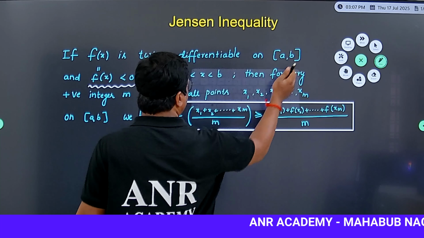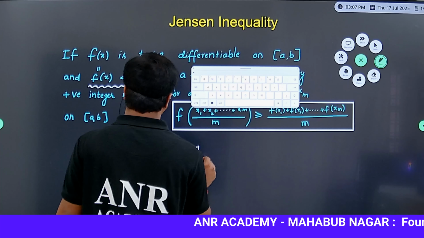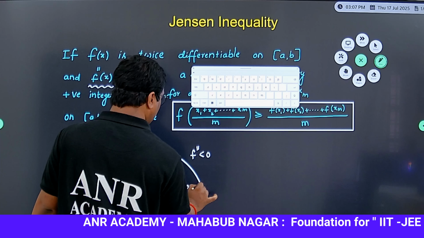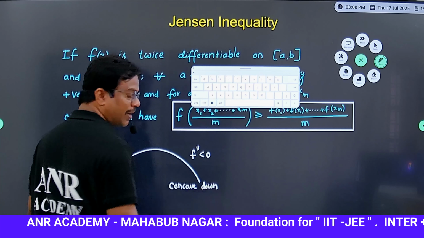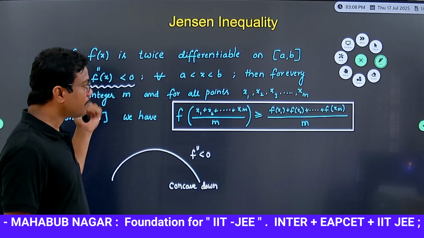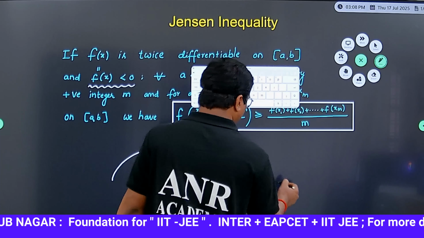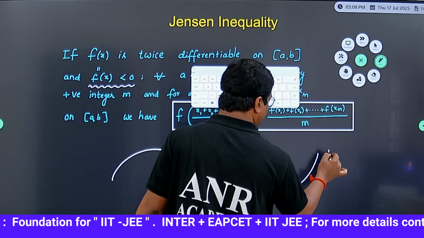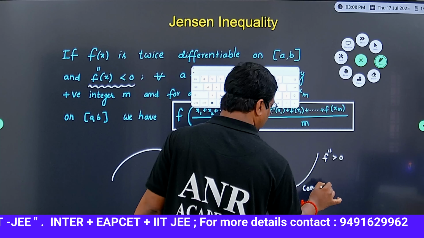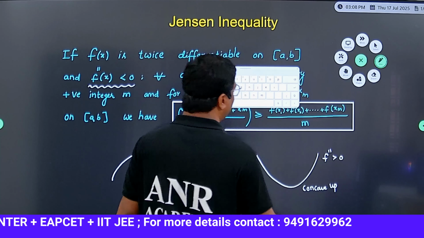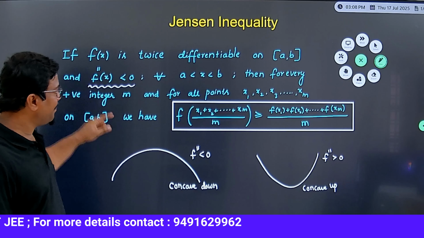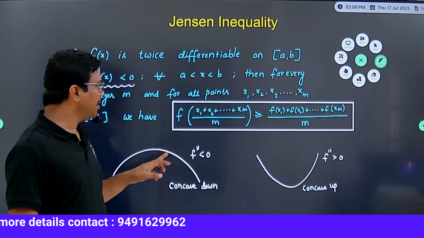Suppose you have double derivative less than 0, the function is concave down on the given interval. If suppose f double dash is more than 0, then we say that it is concave up. Whenever f double dash x is less than 0, this is Jensen's inequality.